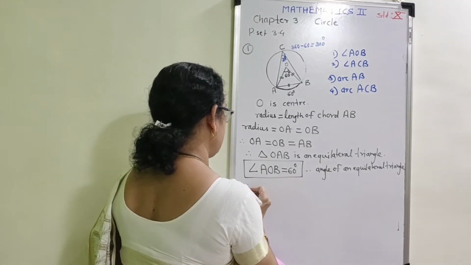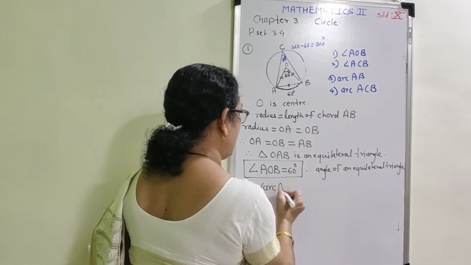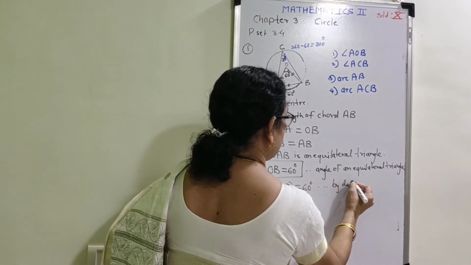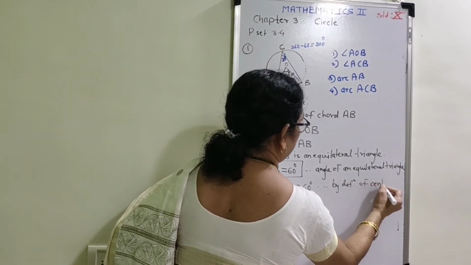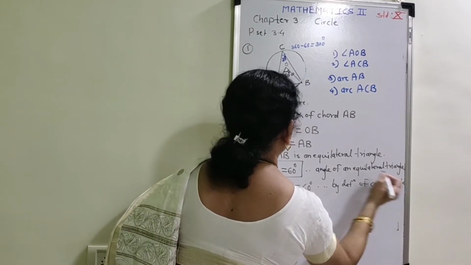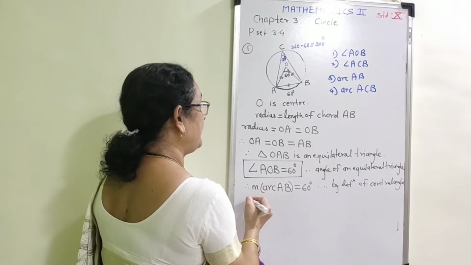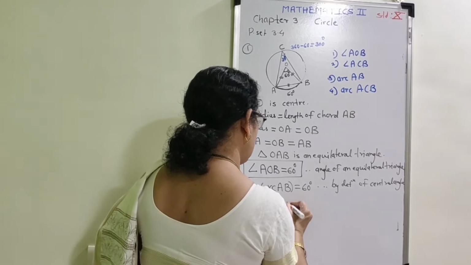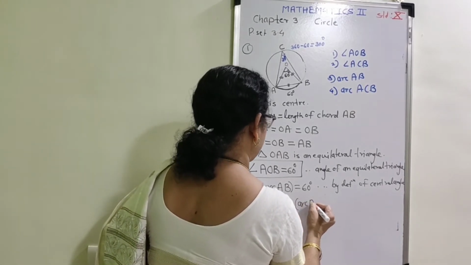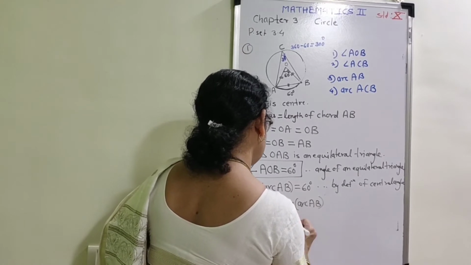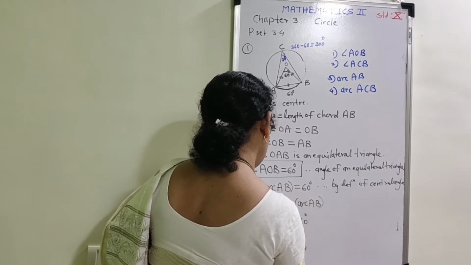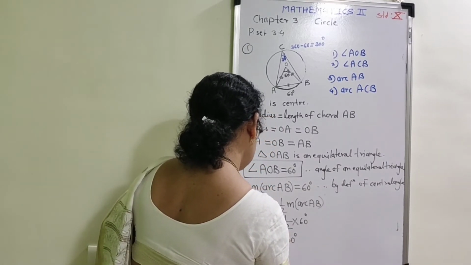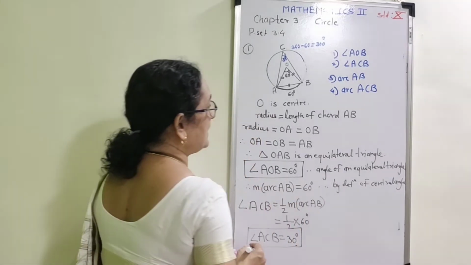This angle is 60 degree. Therefore measure of arc AB is also 60 degree by definition of central angle. Now here, angle ACB is exactly half of measure of arc AB. Now just now we have mentioned that measure of arc AB is 60 degree, half of 60 is 30, angle ACB is 30 degree. Now only the last part is remaining.